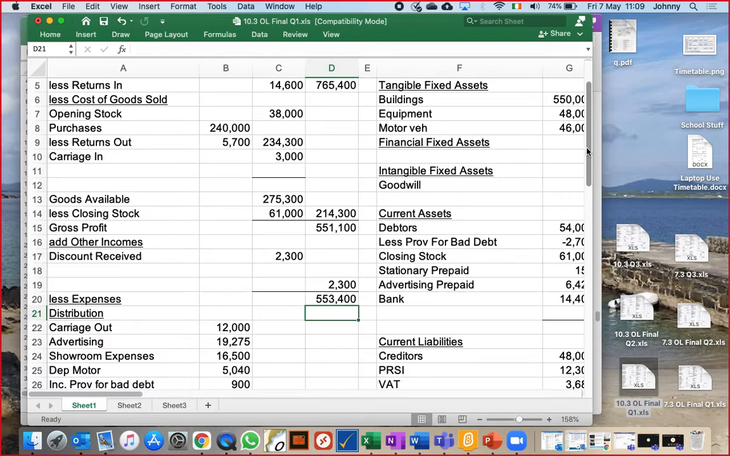Can we just check that first as you go through it? Are you happy with the numbers you have there so far?